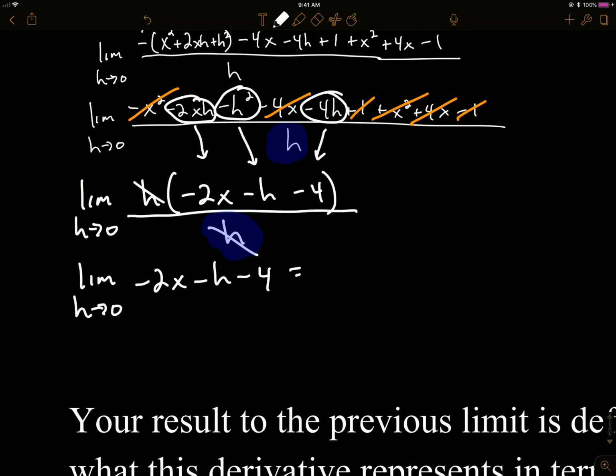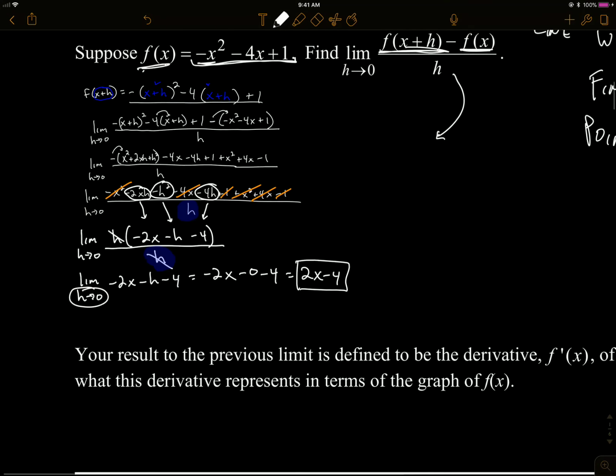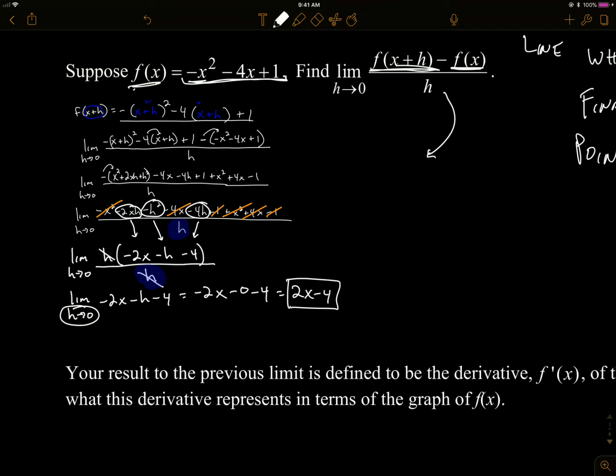So now I can do direct substitution. Remember, I'm not plugging into x. I'm solving for when h approaches 0. That's the distance between the x values going to 0. So I plug in for h, and I get negative 2x minus 4. You're going to get x's in these answers, okay? So that represents the slope of the tangent line. It's weird because it's got an x in it, but that represents slope.